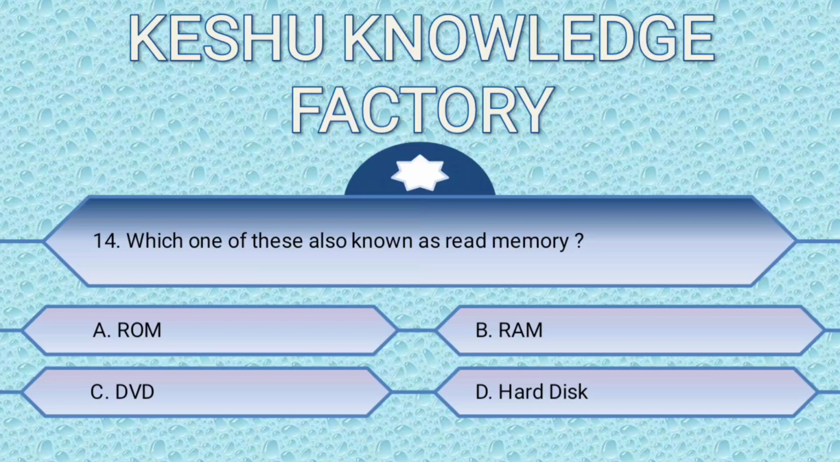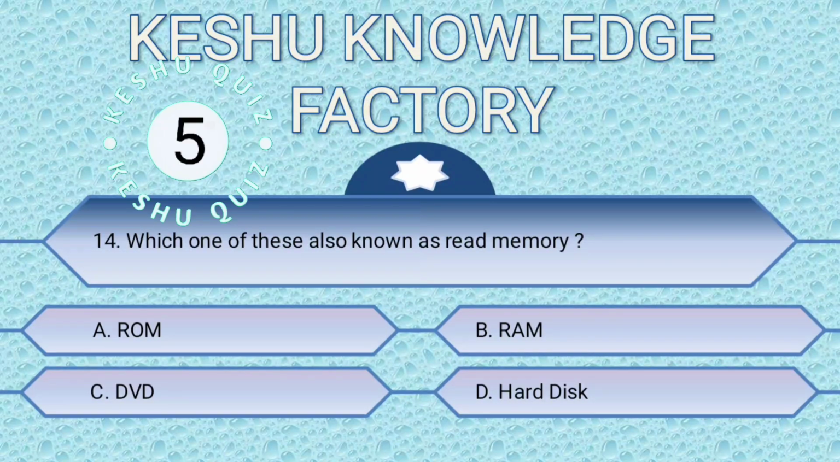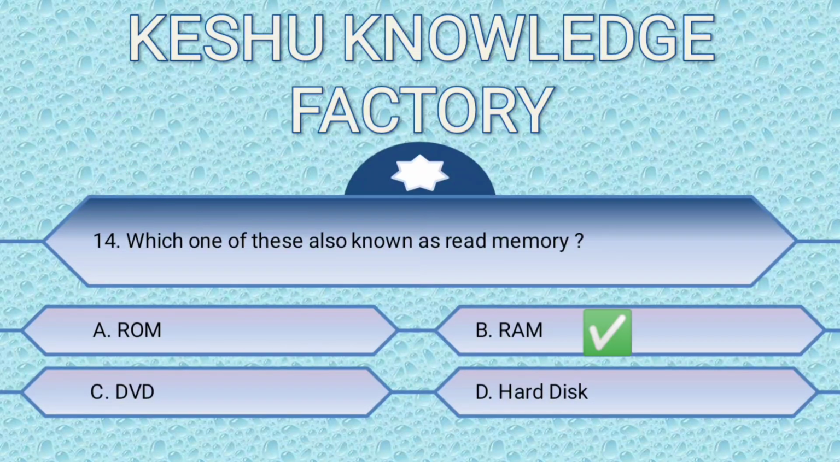Question 14. Which one of these is also known as read only memory? A. ROM. B. RAM. C. DVD. D. Hard disk. Answer is B. RAM.